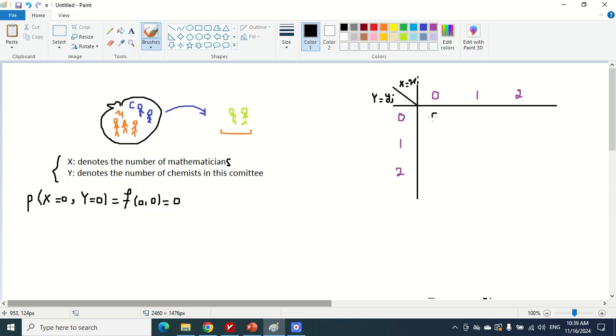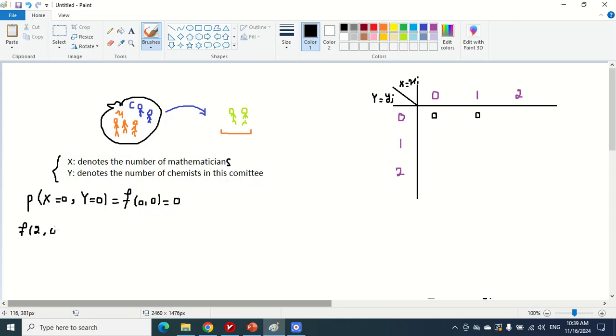With the same logic, the next point is 0 as well. The probability of the next one is 0 as well, because it's impossible to have only one mathematician in that group. But the next one is possible. Let us calculate the next one. I want to calculate f at the point X equal to 2 and Y equal to 0.